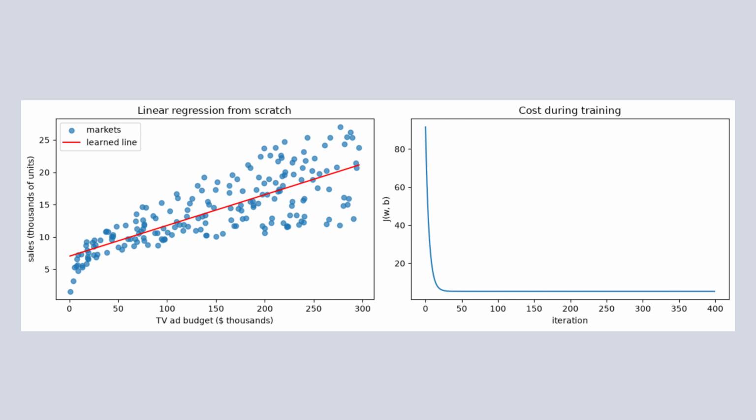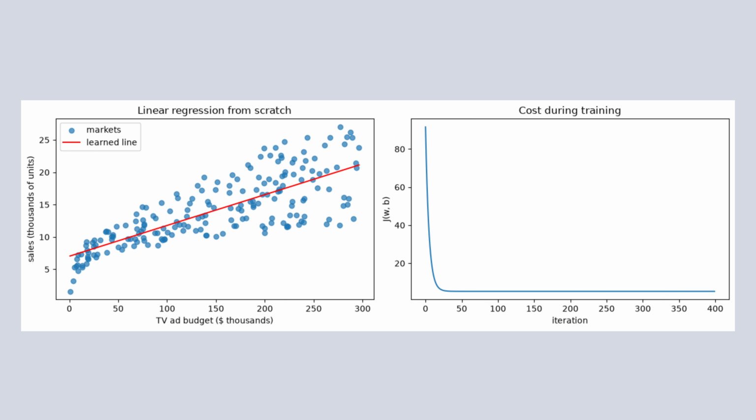Now let's take a look at the finished result. On the left, every dot represents one market, and the red line represents the model that we just learned. Notice that it follows the overall trend without trying to pass through every single point, and that is exactly what we want. A good regression line captures the pattern, and not every bit of noise.